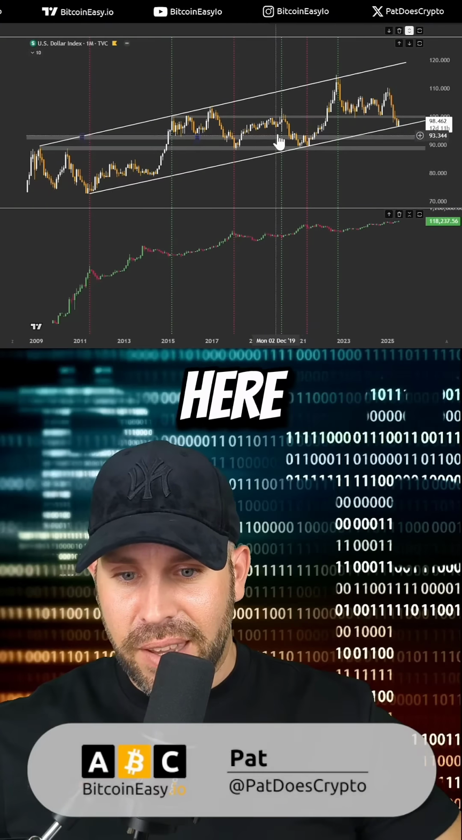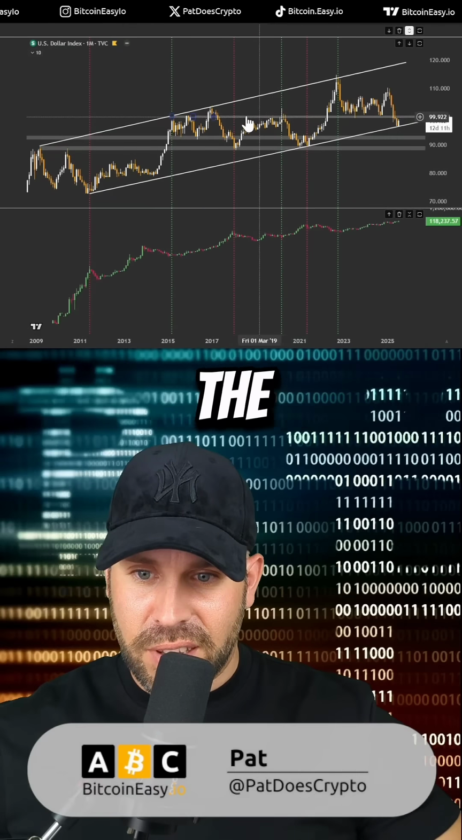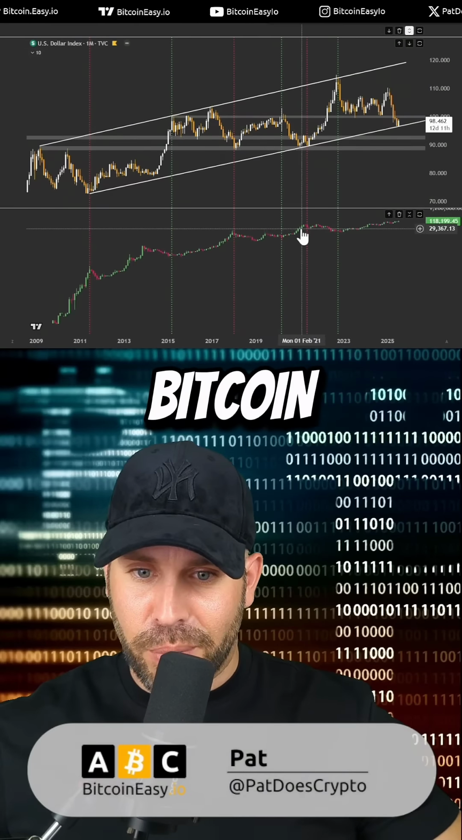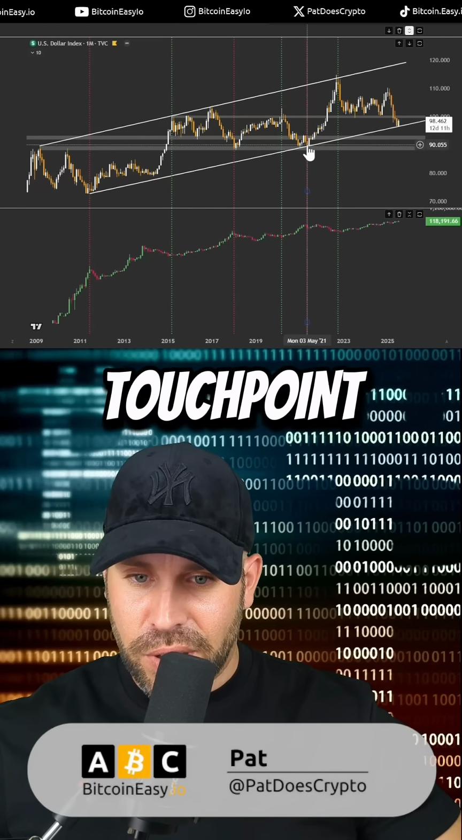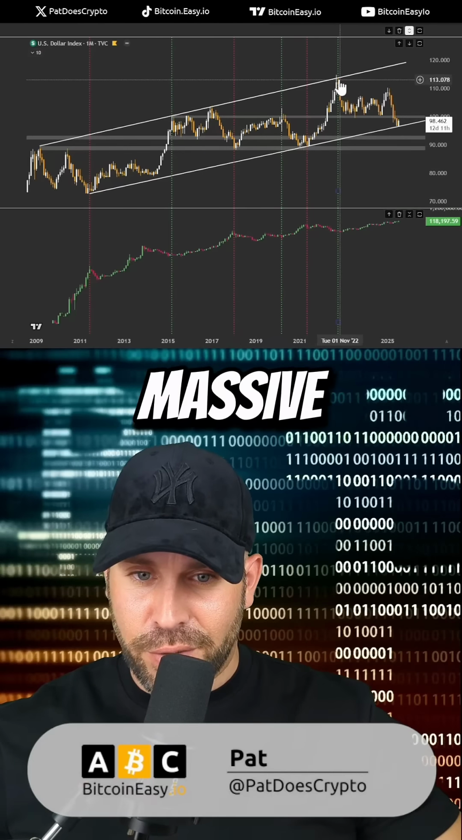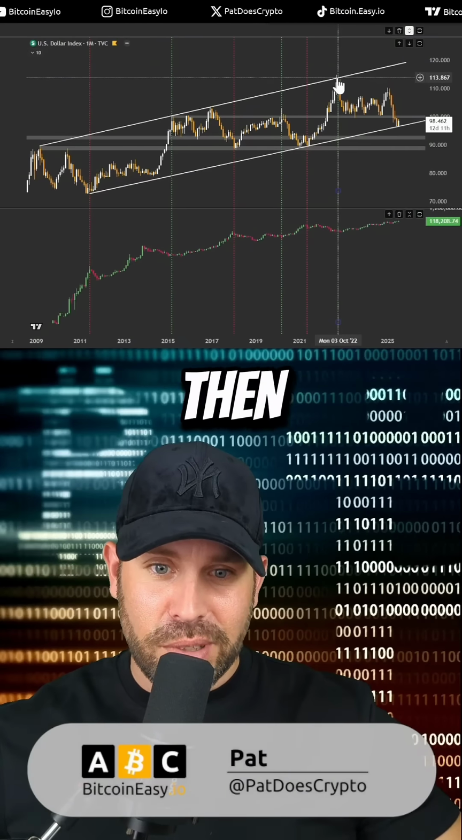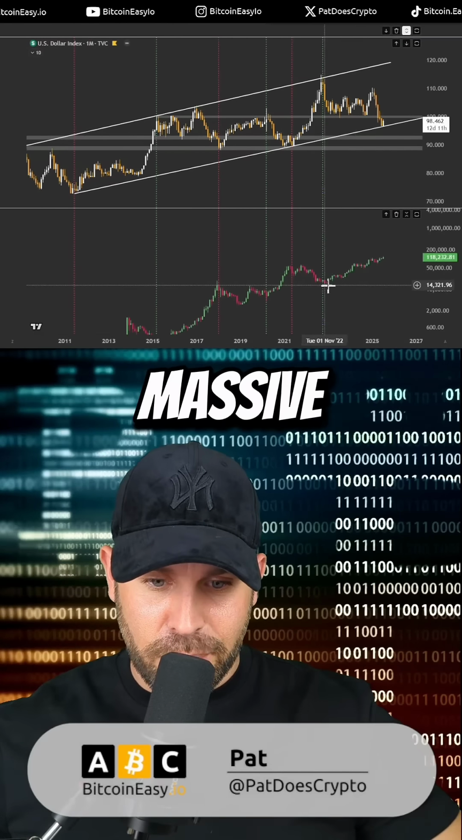Next example here, we can see Bitcoin bottomed out here. DXY went to revisit the previous highs and topped out here, and then that was followed by a massive rally from Bitcoin until DXY bottomed out here again, found another touch point on the support line, and that was of course followed by a massive rally from DXY. November 2022 was then also the top for DXY and the beginning of the bull market for Bitcoin. You see a massive move to the upside.